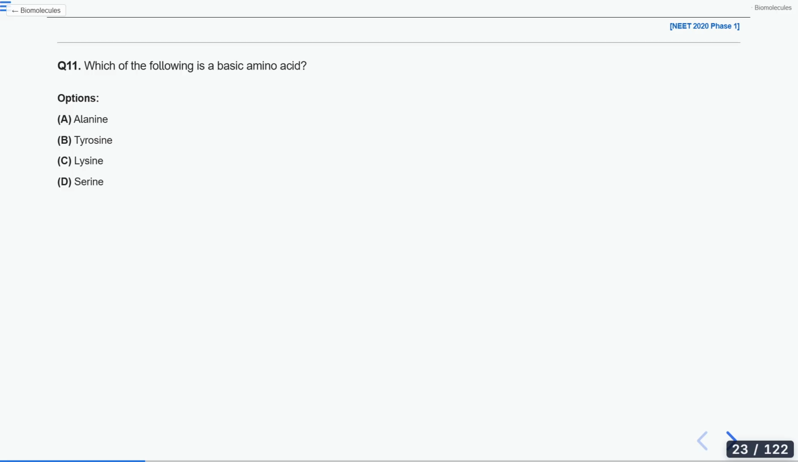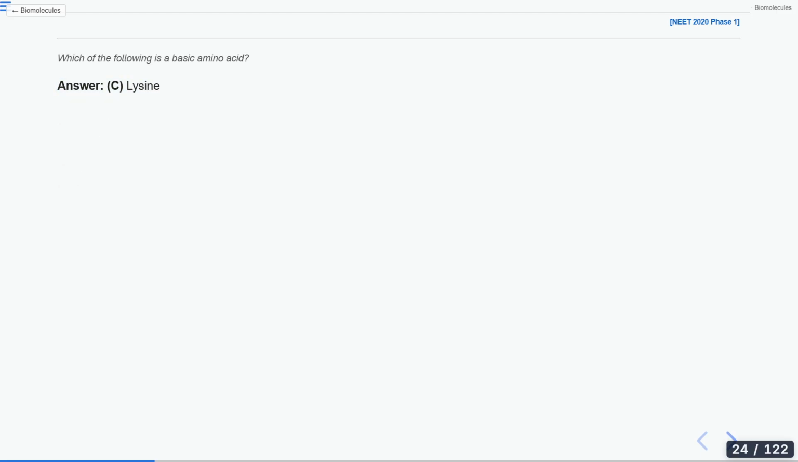The correct answer would be lysine, option C. I am giving you a trick to remember it. Remember the word HAL, H-A-L. It includes the names of the basic amino acids: histidine, arginine and lysine. So these are all the basic amino acids.